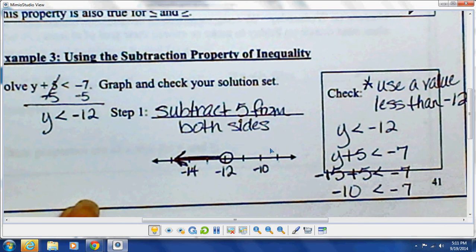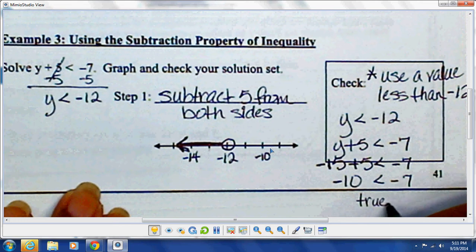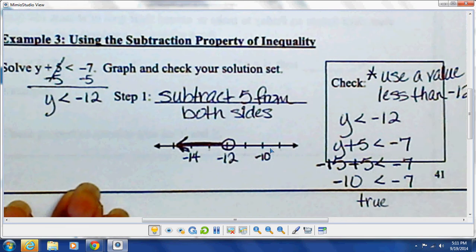Is negative 10 less than negative 7? I hope you didn't say no, because that is true. Remember, I just got through telling you, the further you go into your negative numbers, the smaller you're actually getting. So that's true. That actually checks.